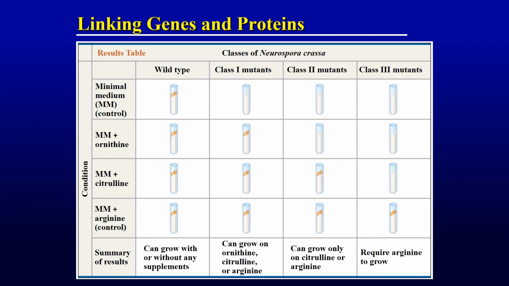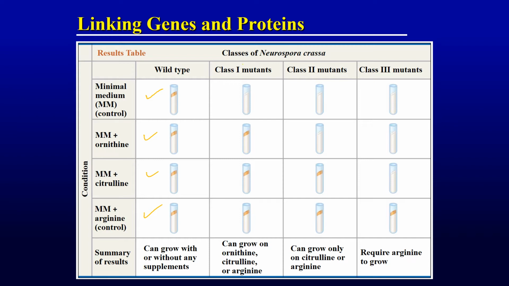All right, so let's dissect this table then. So the wild type, of course, can grow just fine on the minimal media. And if we were to give the wild type ornithine, it will grow just fine. And if we give it citrulline, it will grow just fine. And if we give it arginine, it will grow just fine. So it can grow on all of these different types of media.